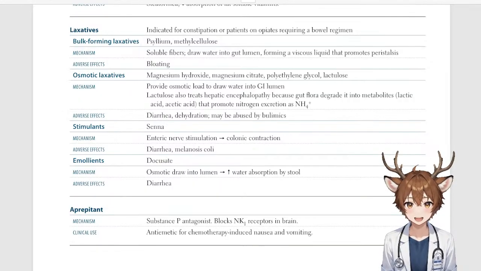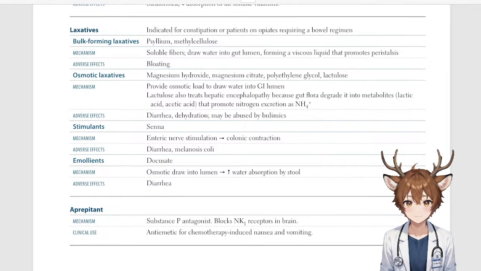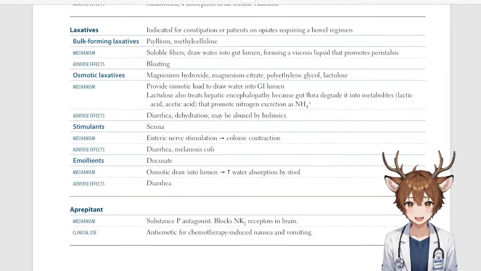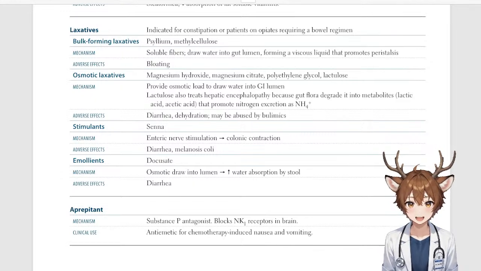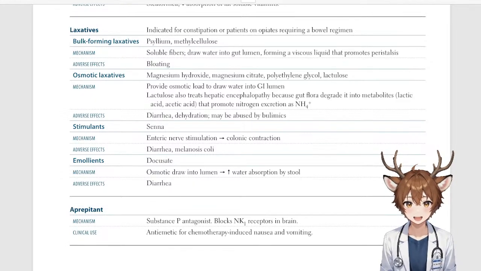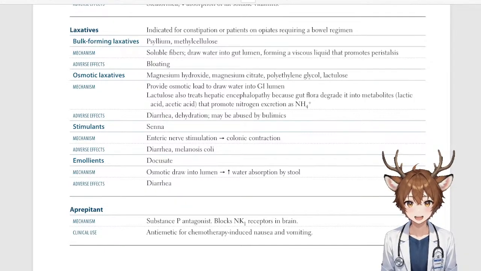Guanylate cyclase C agonists, linaclotide and plecanatide. These are guanylate cyclase C agonists. They activate intracellular cyclic GMP signaling, leading to an increase in fluid and electrolyte secretion in the intestinal lumen, but they cause diarrhea, bloating, abdominal discomfort, and flatulence.